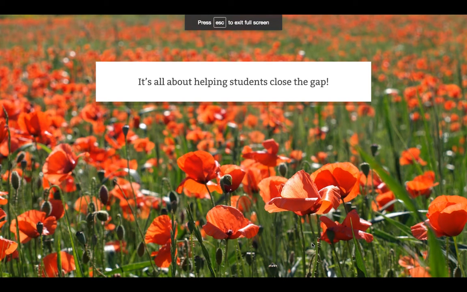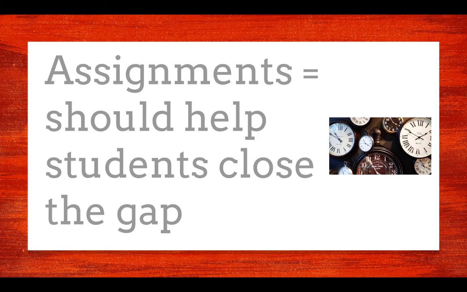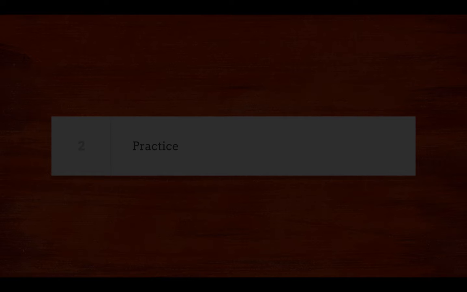So remember, it's all about helping students close that gap. The biggest thing you can do, research says, to help kids close that gap is to give them formative feedback. And you're going to be doing that on your assignments. All the assignments should be hooked into a learning target, and they should help students close that gap. We're going to talk more about assignments, though, next time.